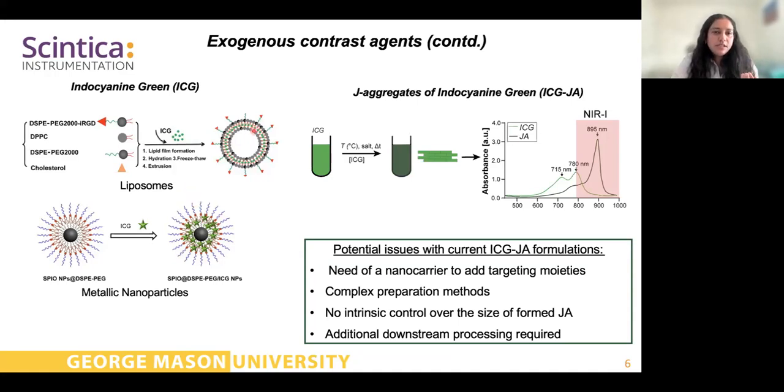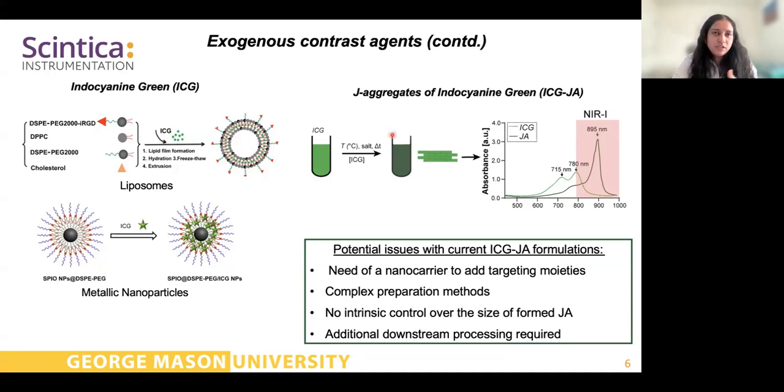The only issue is sometimes there's a low loading content for these formulations. So you have a low dose of ICG reaching the target site, which can limit the contrast that you want within the image. And this ICG also has a low photothermal stability. So that's why people have been trying to develop more formulations of a contrast agent.